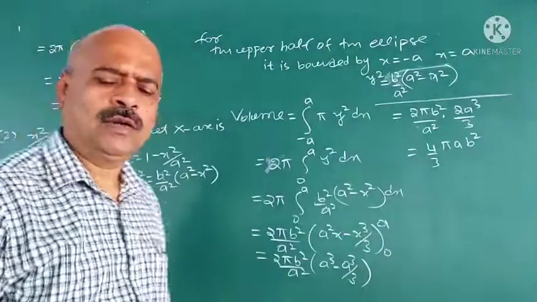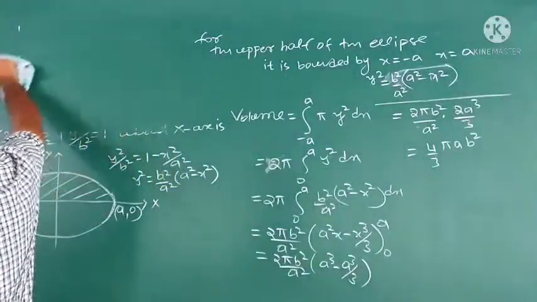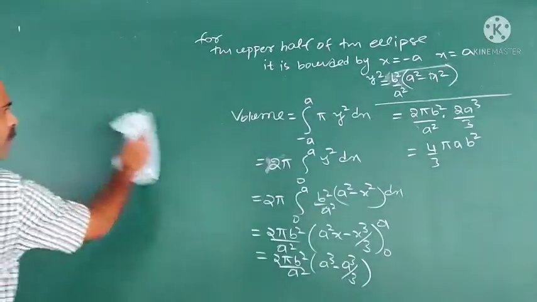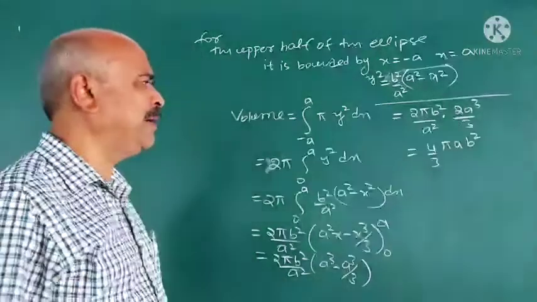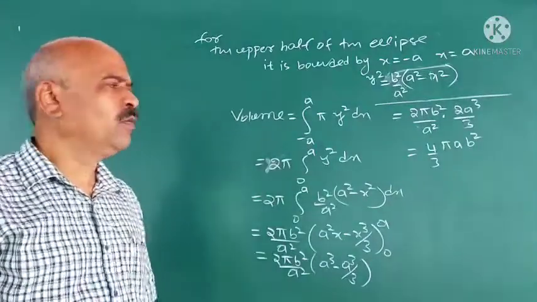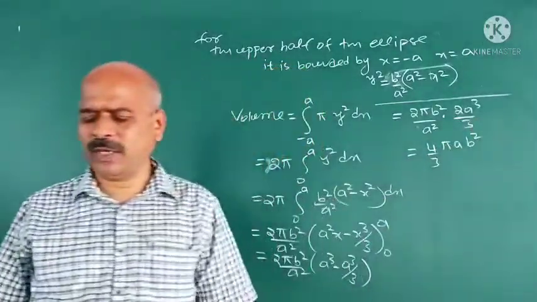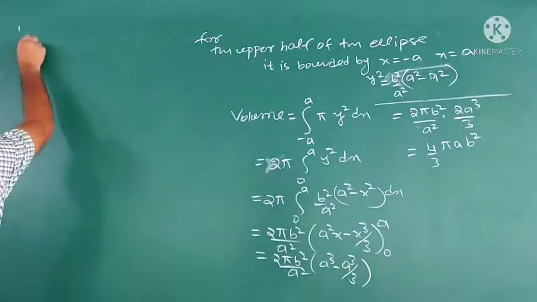This is the volume of the solid obtained by revolving the ellipse about the x axis. That is important, about x axis: 4 by 3 pi a b square. If you revolve about the y axis, you will get 4 by 3 pi a square b because of symmetry. Next example.